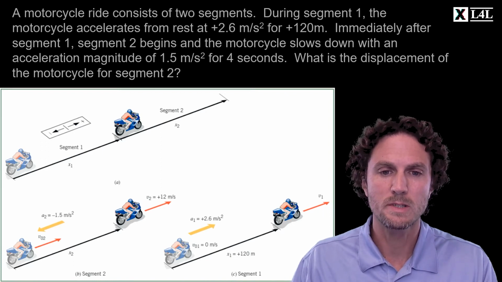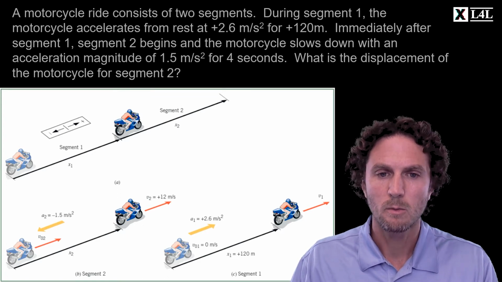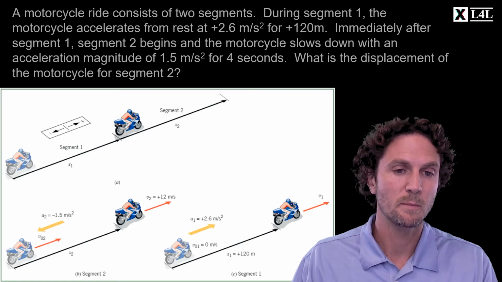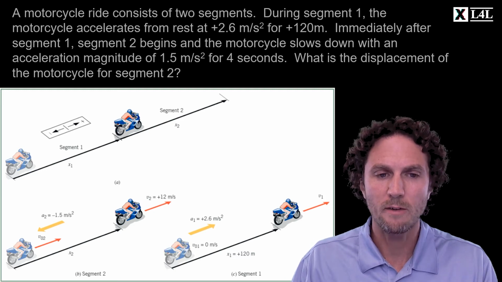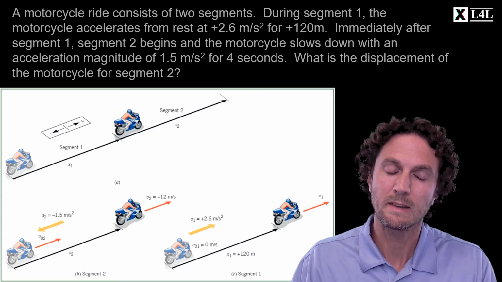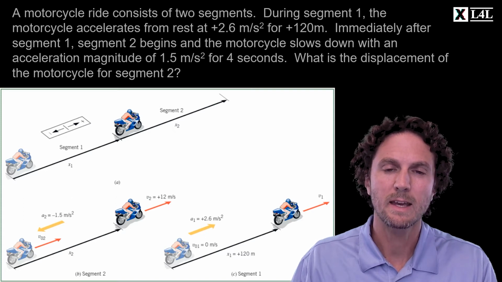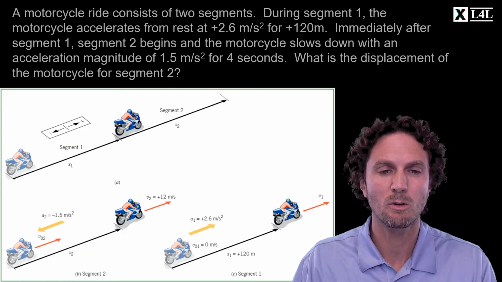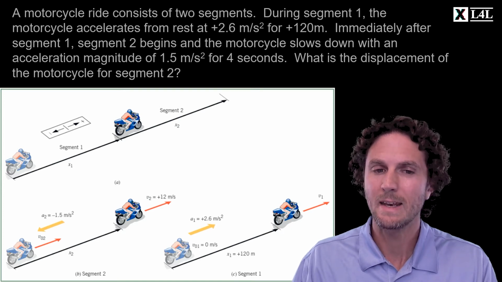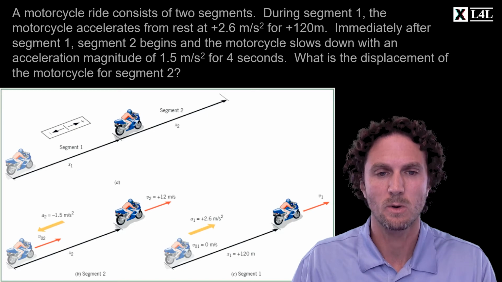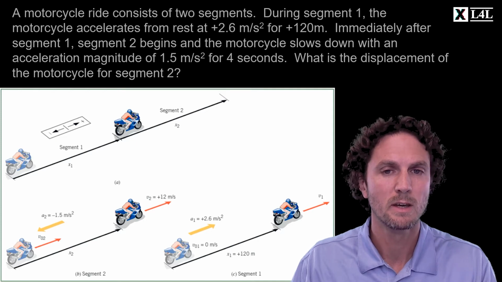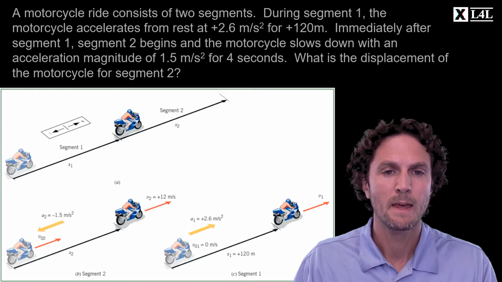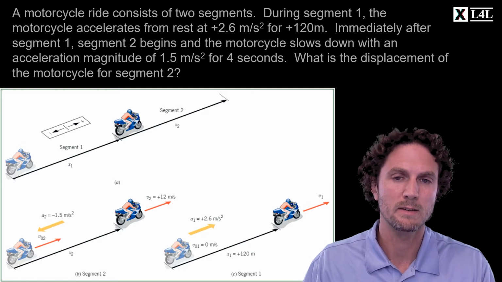In segment 1, we were accelerating from rest, speeding up with a constant acceleration, and then during segment 2, we're slowing down with a constant acceleration. You can see in the graphic that the arrow is backwards, in the opposite direction that we were traveling. Since we're slowing down, the acceleration during segment 2 has to be negative 1.5 meters per second squared because our velocity is in the positive direction. So the direction that we're moving, we're going to define as the positive direction.